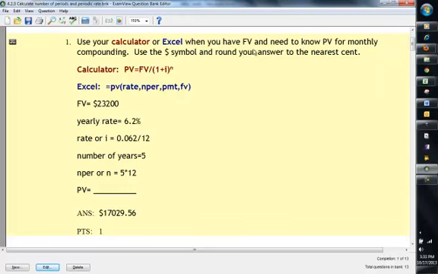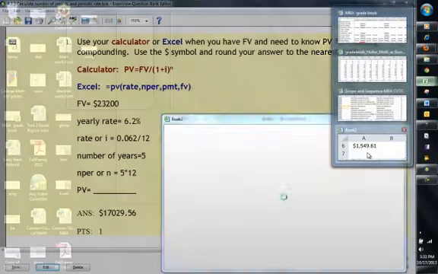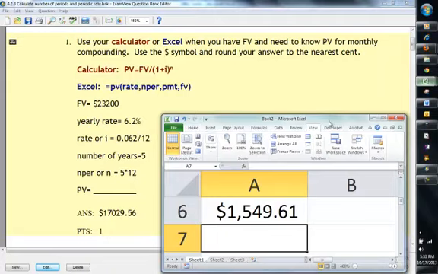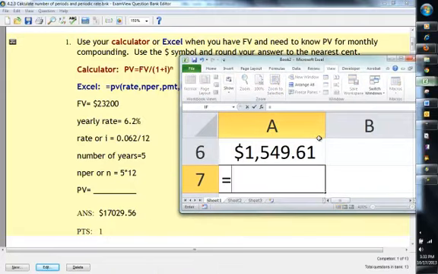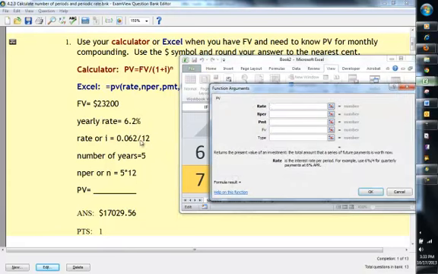Use your calculator or Excel when you have future value and need to know present value. So we're looking for present value in this first case. So equals present value. And I'm going to show the function so that you know what we've got. The rate, it says, is 0.062 divided by 12. In other words, it's 6.2%, but it's compounded monthly, and so we have to divide by 12. The number of periods is 5 years times 12 months, and the payment, there is no payment.